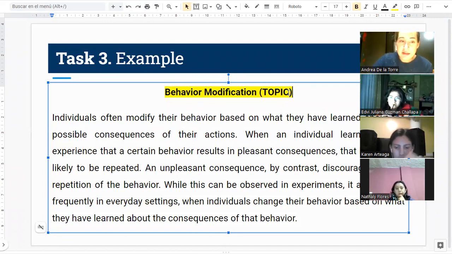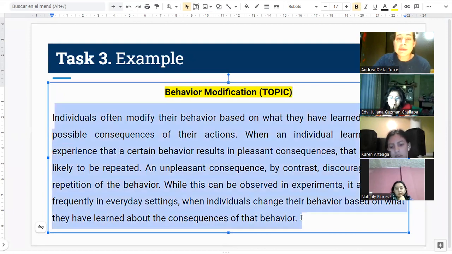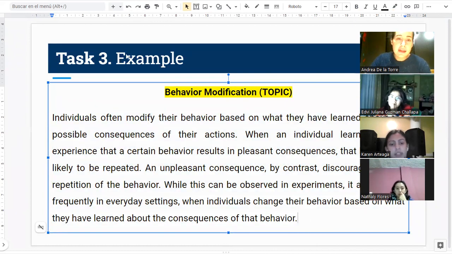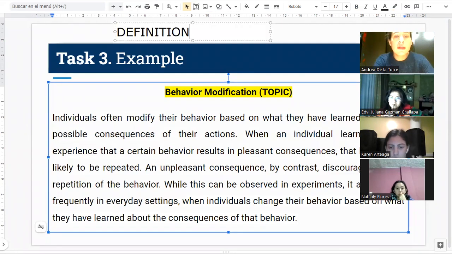Now, second thing, in this whole text, you have different things. You have explanations, you have details, maybe you can have examples. There are many things that you can find in here. But the only thing that actually matters, the only thing that you're going to have to do when you're reading is look for one specific thing. And that is the definition of the concept from the title.